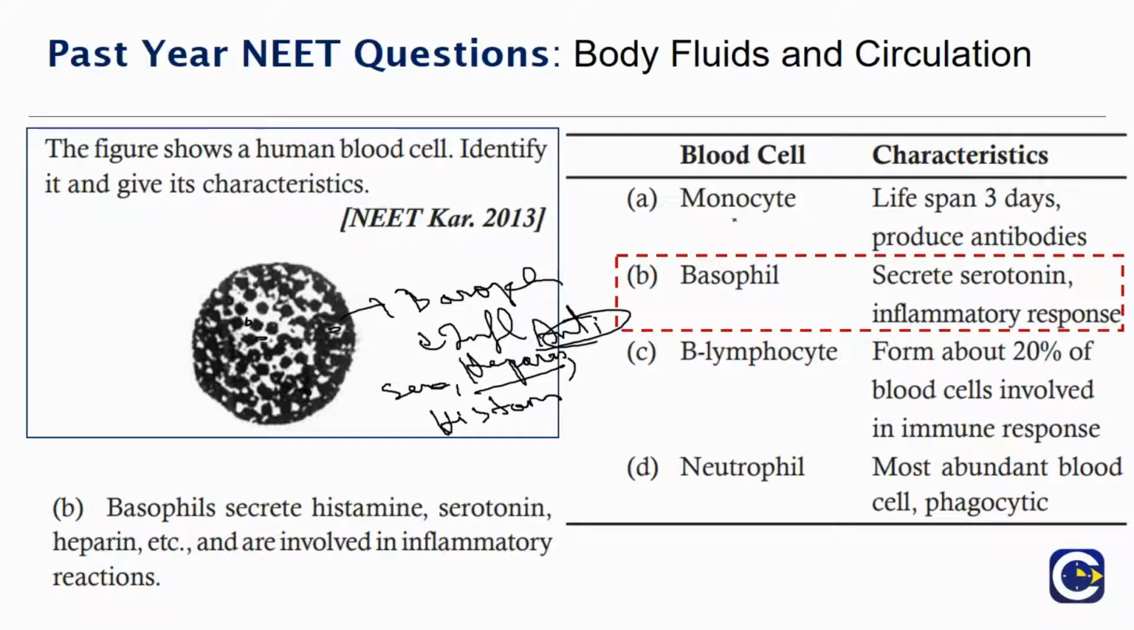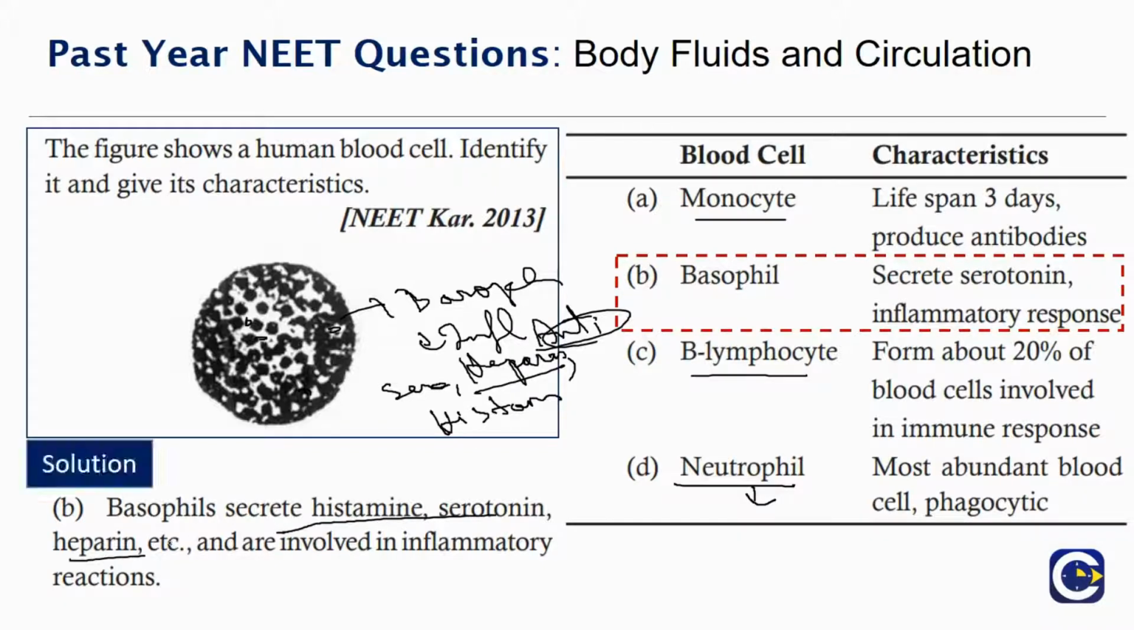Monocyte is larger in size. It does phagocytosis. B lymphocyte is also a lymphocyte, larger in size. Neutrophil is also a WBC, a granulocyte that is involved in phagocytosis and inflammatory responses. So according to the morphology, it's only basophil. Basophil secretes histamine, serotonin, heparin and is involved in inflammatory reactions.